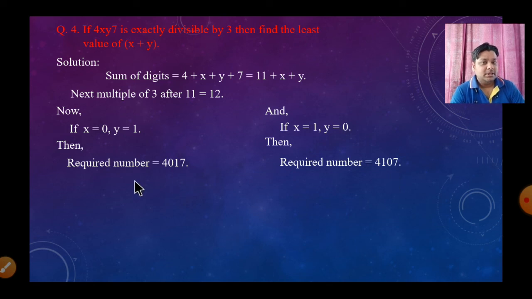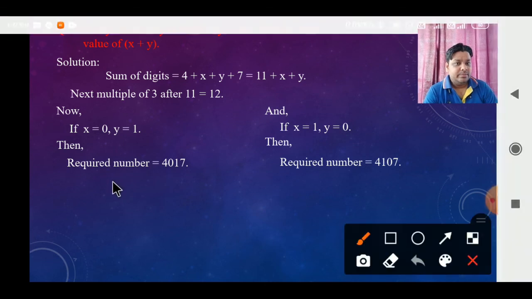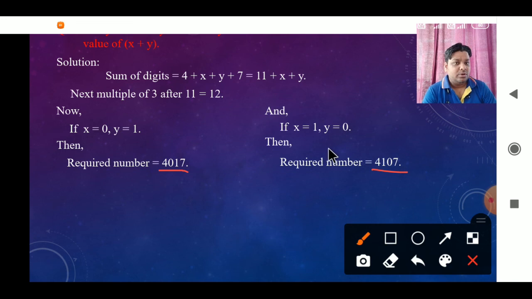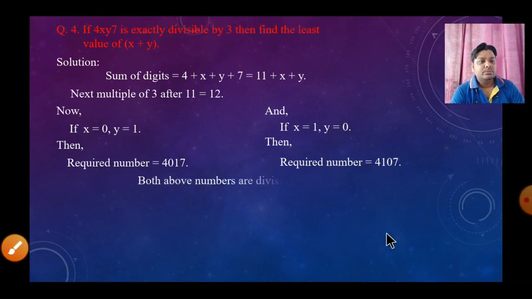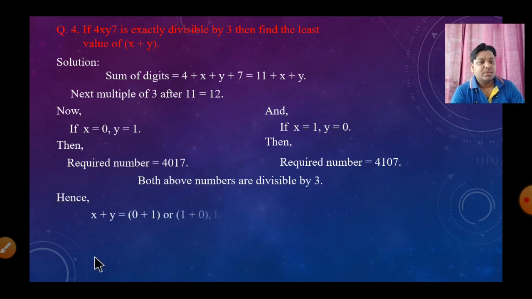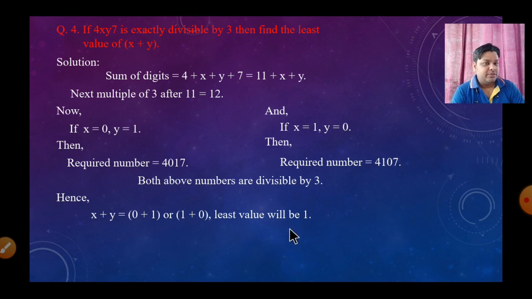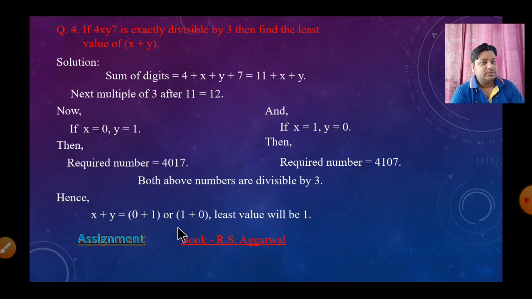It means the two numbers can be 4017 and 4107, and it means x is equal to 0 or 1, or y is equal to 1 or 0. Okay students, both of the above numbers are divisible by 3, so we can say that after adding x plus y, it means 0 plus 1 or 1 plus 0, the least value will be 1. Okay, so the sum will always be 1. Okay, the sum will always be 1.